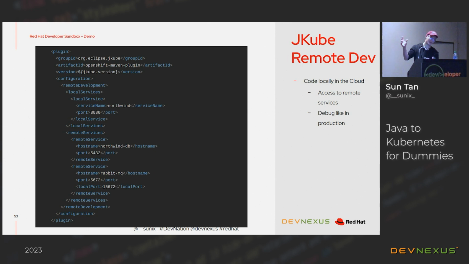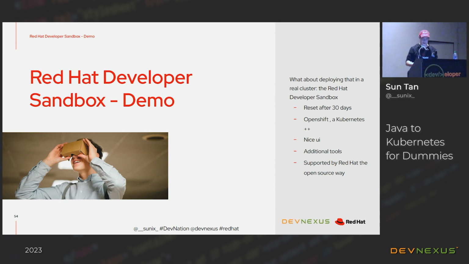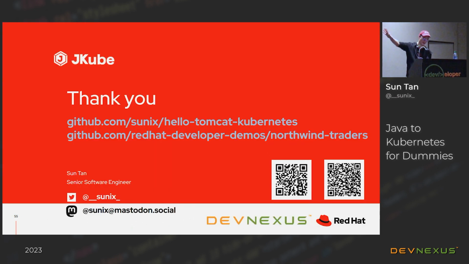So it was not completely magic. I had to give some configuration file to tell which service to replace and which port to use locally on my machine. And that's it for my demo. If you want to go home with something, take a picture of that. You can replay the demos I've shown to you in this repo, and in this repo, this is the remote dev demo. Thank you.